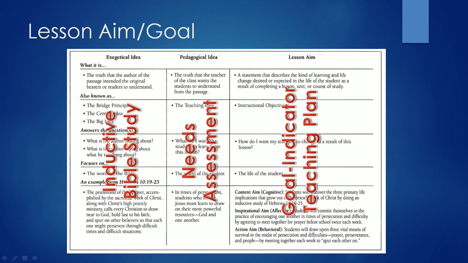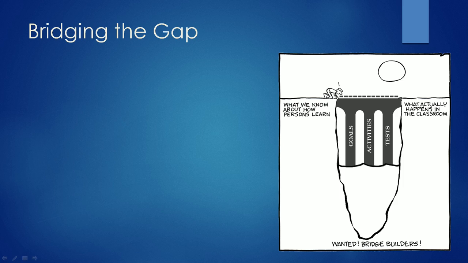Well, the goal indicator statement, as we saw last time, helps us to cross this bridge. As you recall, we looked at how a person learns, and we also know what we want to have happen in the classroom in terms of change. And the way to get from here to there is for us to construct this bridge of our lesson plan. The goals, activities, and tests create our lesson plan.